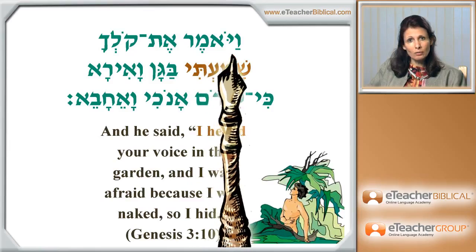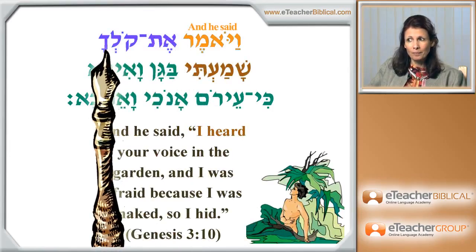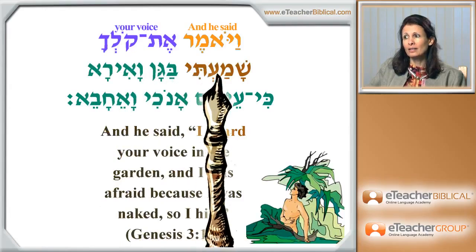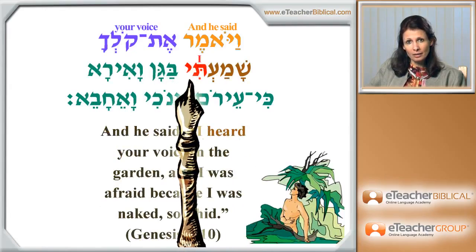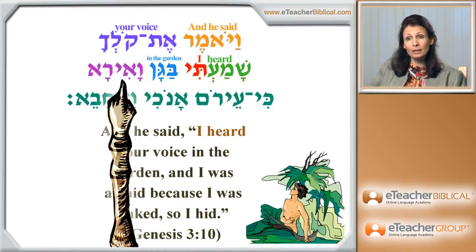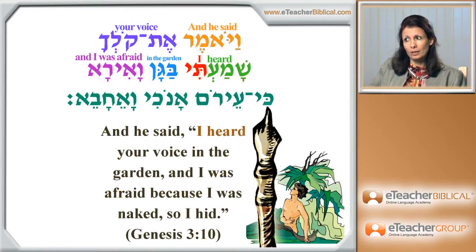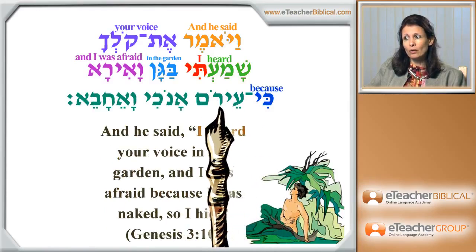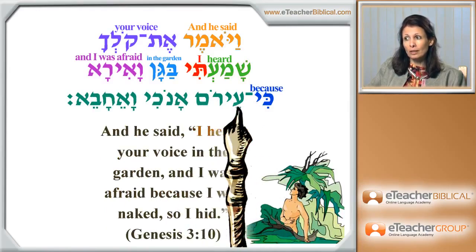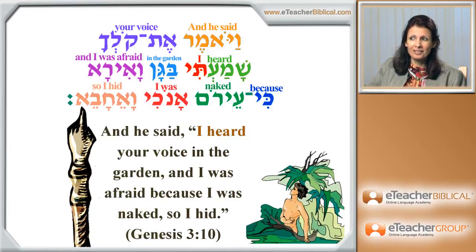Why don't you translate it right now? Vayomer, and he said, et kolcha, your voice. You see the pronominal suffix, of course, kolcha. Shamati, I heard. Bagan, in the garden. Va'ira, and I was afraid. Ki, because. Erom, I was naked. Erom anochi, I was naked. Va'echave, so I hid.